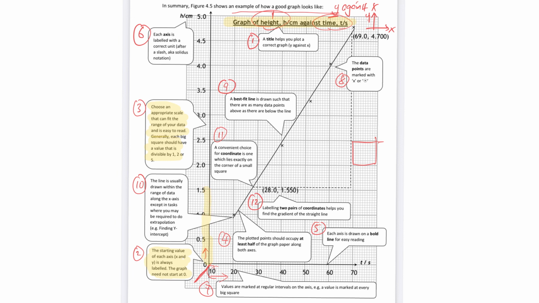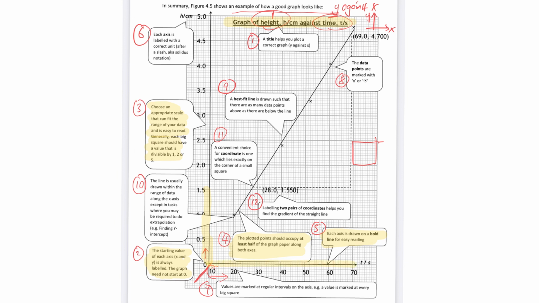Do not use odd scales, like for example 0, 3, 6, 9, because you'll find that it's very tedious to locate your points. Another important thing is to make sure that the plotted points occupy at least half of the graph paper. What it means is before you draw anything, you have to look at the first and the last point of your data, and if the first and last point occupy more than half of the horizontal axis, and likewise more than half of the vertical axis, the scale is correct, so you can proceed to drawing the axes with a bold line.